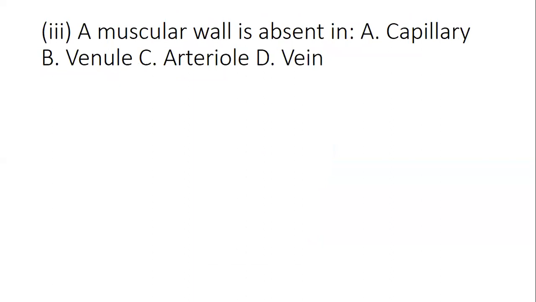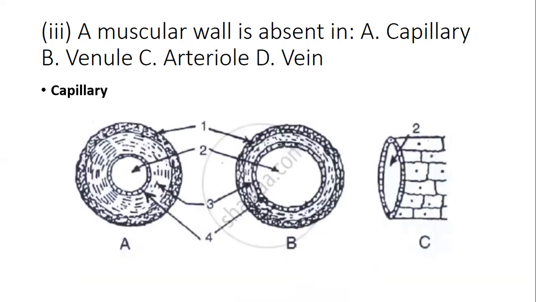A muscular wall is absent in capillary, venule, arteriole, or vein. So the correct answer is capillary. The muscular wall will be absent, because capillary is the place where it should be very thin, where exchange of gases or exchange of nutrients will take place. It has to give out gases, so there should be easy diffusion. So this is the structure: artery, vein, and capillary. Artery is thick-walled, vein is thin-walled muscle, and capillary is very, very thin.